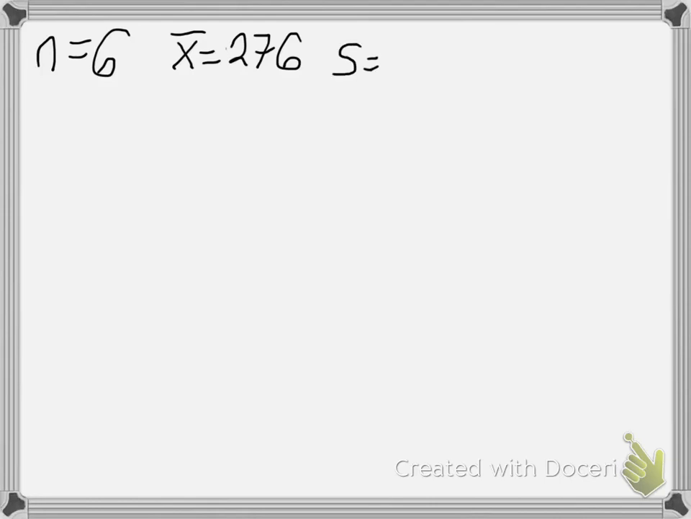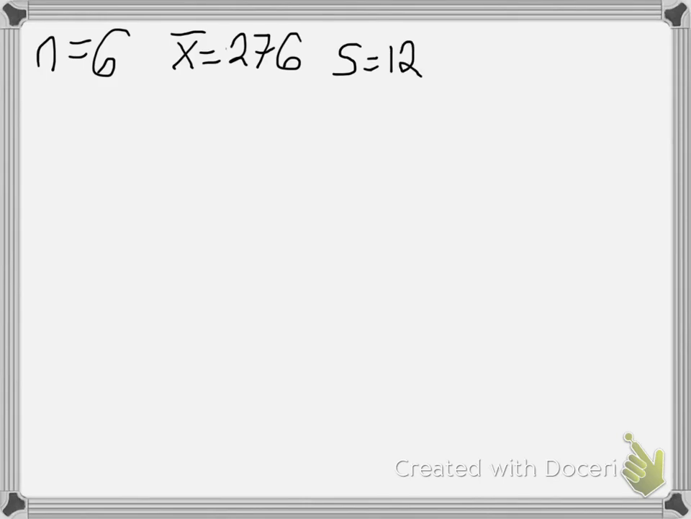First off, a sample of 6 college wrestlers. So n equals 6. I can't write. There we go. It has an average weight of 276 pounds, so x bar equals 276. With a sample standard deviation of 12 pounds. So again, this is not sigma, this is s.